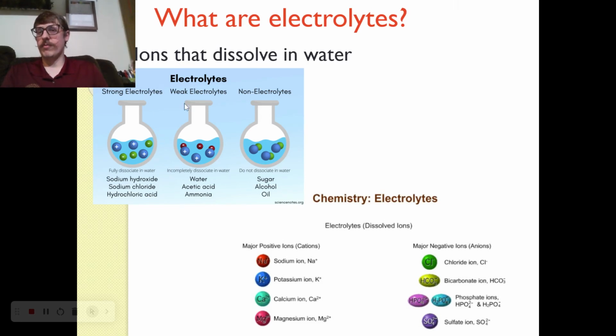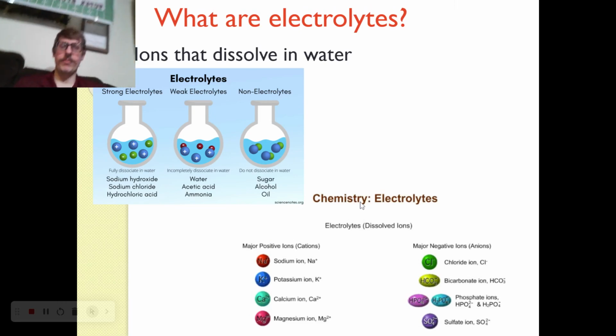And so there are different types of electrolytes. There are sodium hydroxide, sodium chloride. That should sound familiar. That's salt. Hydrochloric acid. That's in your stomach. Water is actually a weak electrolyte. Acetic acid, like vinegar, and ammonia are too. But sugar, alcohol, and oil, these are non-electrolytes. They will not break down in water.